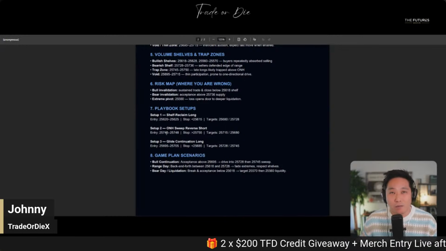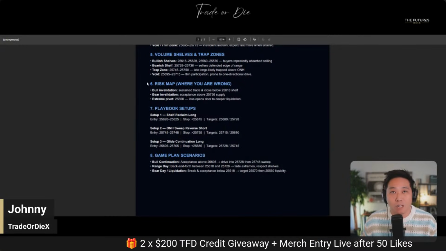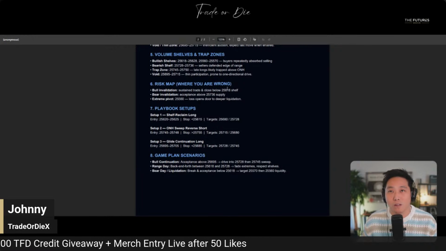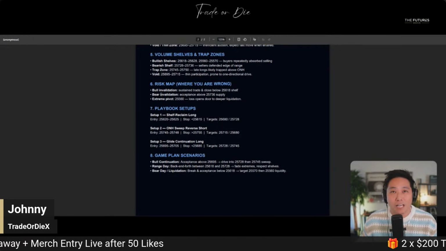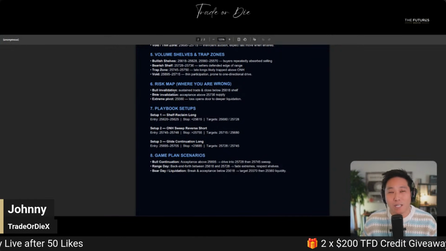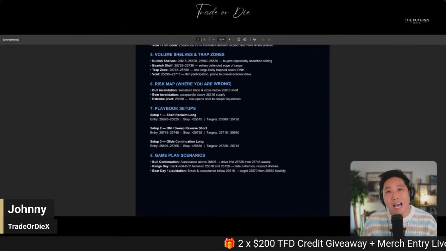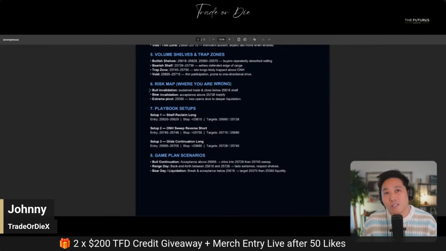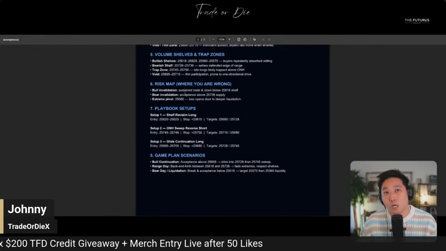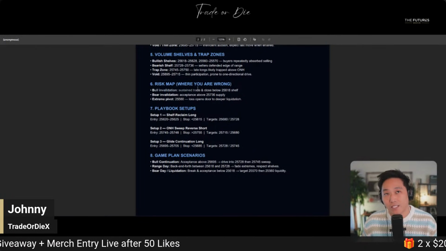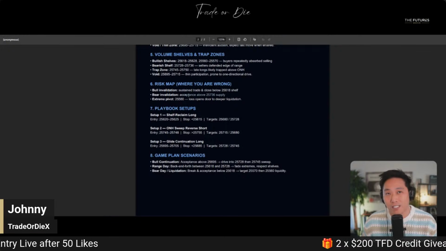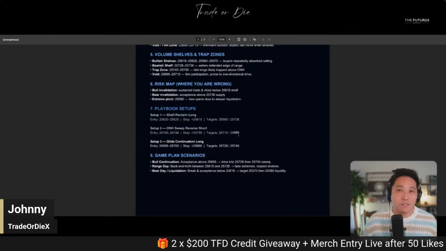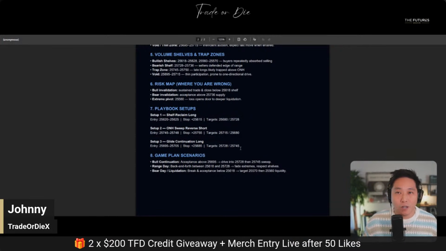But here's the bread and butter here. Risk map, where you're wrong: bull invalidation, sustained trade and close below 25,618; bear invalidation, acceptance above 20. So this essentially tells me, okay, if I have a trade set up at these levels and it starts failing, we could see lower prices from this bull invalidation or higher prices from this bear invalidation. I also have it spit out 3 trade setups that are high probability according to the data.